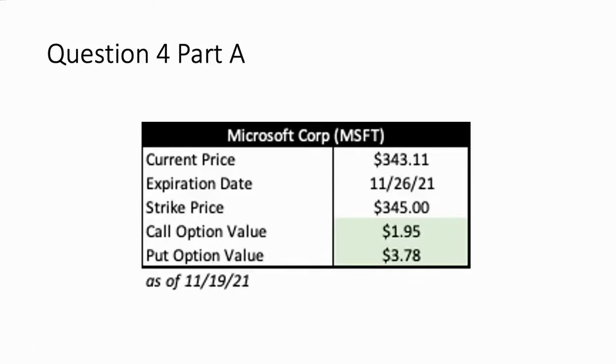Before, we had to go to NASDAQ.com and analyze real-world options for Microsoft stock. We chose a November 26 option since it had the nearest expiration date. And on November 19, which is when we did the exercise, the stock price of Microsoft was around $343. So we chose the option that was closest to the money, which is a $345 exercise price. And this option had a call premium of $1.95 and a put premium of $3.78.